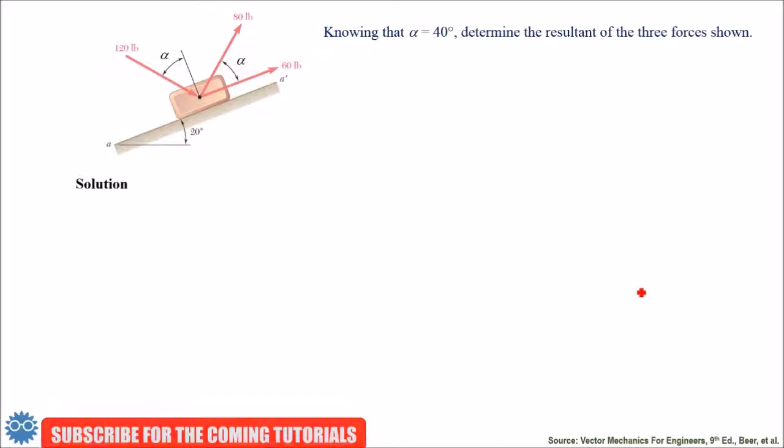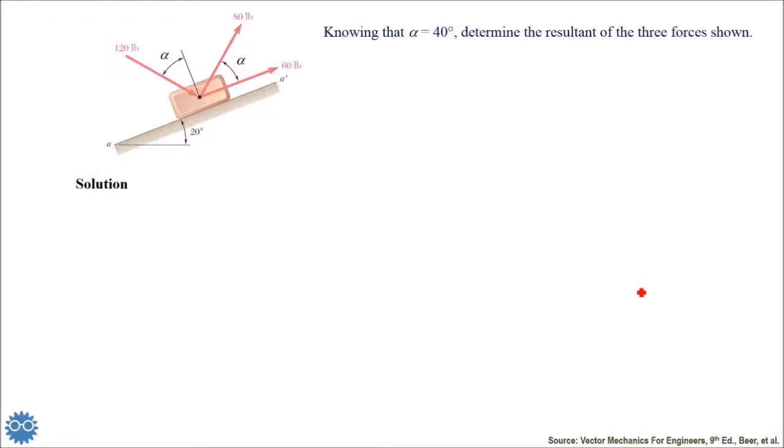Now, let's see this problem. Knowing that alpha is 40 degrees, determine the resultant of the three forces shown. Here we have three forces, 60, 80, and 120. Actually, we can solve this problem exactly as we did in the previous one, but I will change the method of determination of the components in a small way.